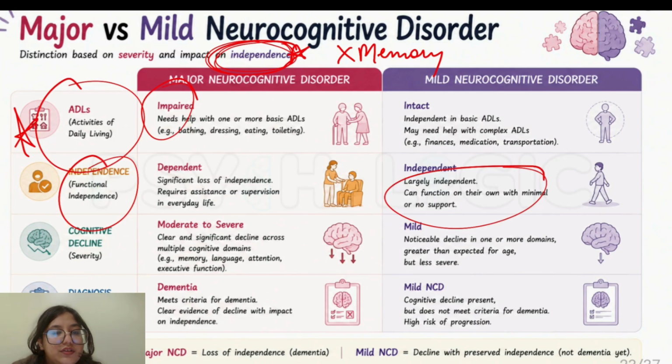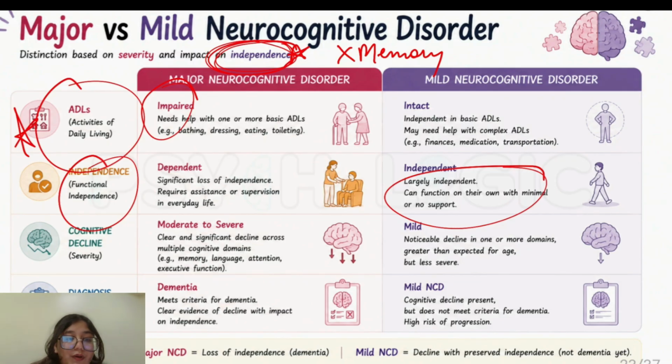Then we talk about cognitive decline. The cognitive decline in major neurocognitive disorders is moderate to severe. Memory, attention, language, executive functioning, things like that are impaired. While in mild neurocognitive disorder, it is noticeable but less severe. They might take longer to remember some things or to solve the same problems, but they will still be able to do it. So that is the difference.